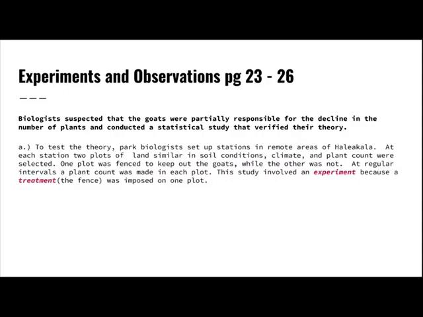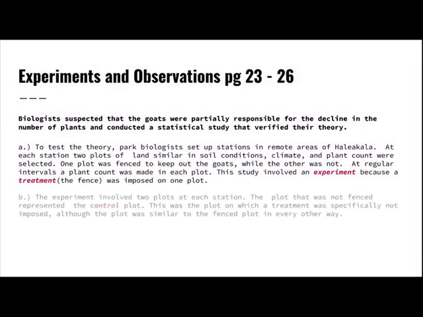At each station, 2 plots of land similar in soil conditions, climate, and plant count were selected. One plot was fenced to keep out the goats, while the other was not. At regular intervals, a plant count was made in each plot. So this study involved an experiment because a treatment, the fence, was imposed on the plot. So the experiment involved 2 plots at each station. The plot that was not fenced represented the control plot. This was the plot in which a treatment was specifically not imposed, although the plot was similar to the fenced plot in every other way.